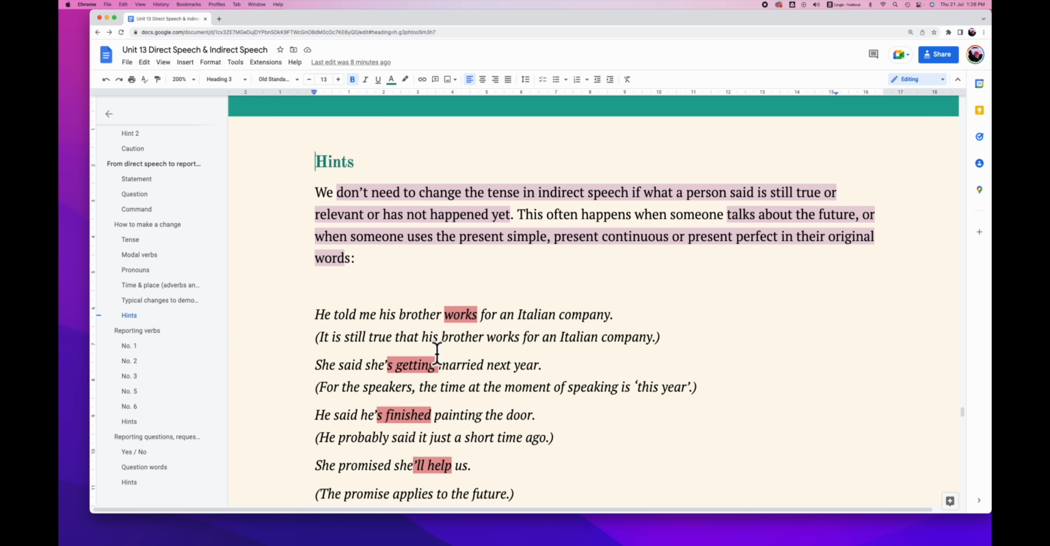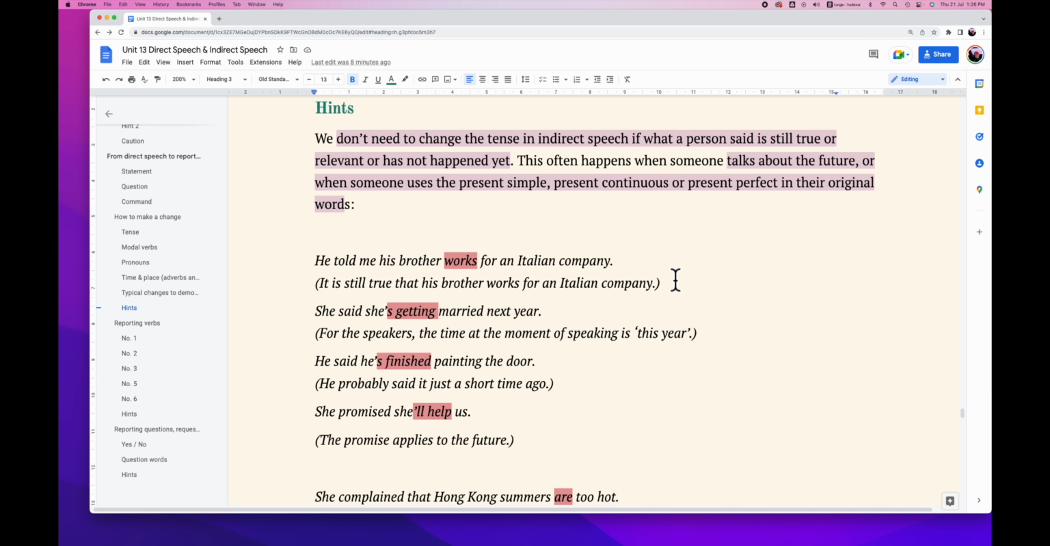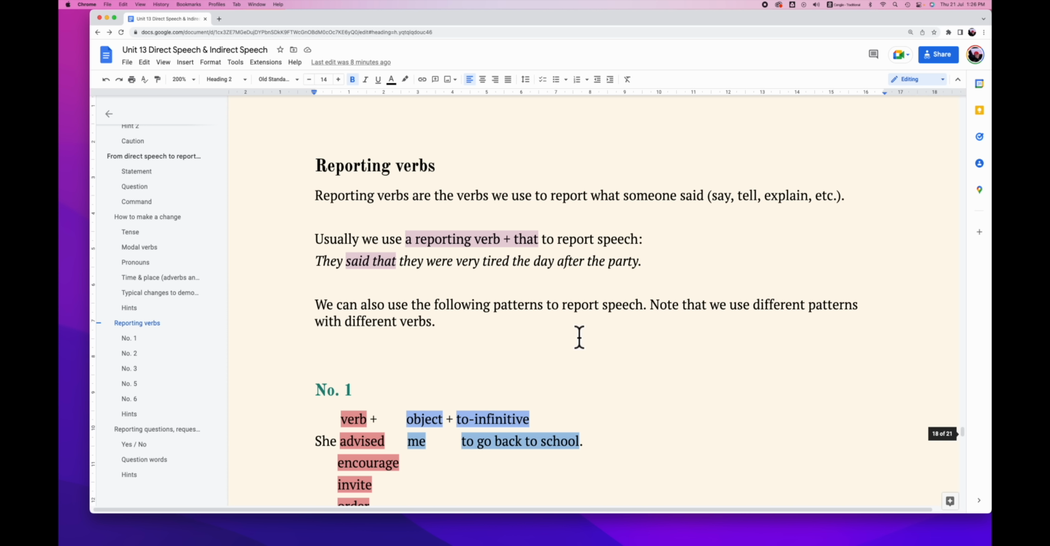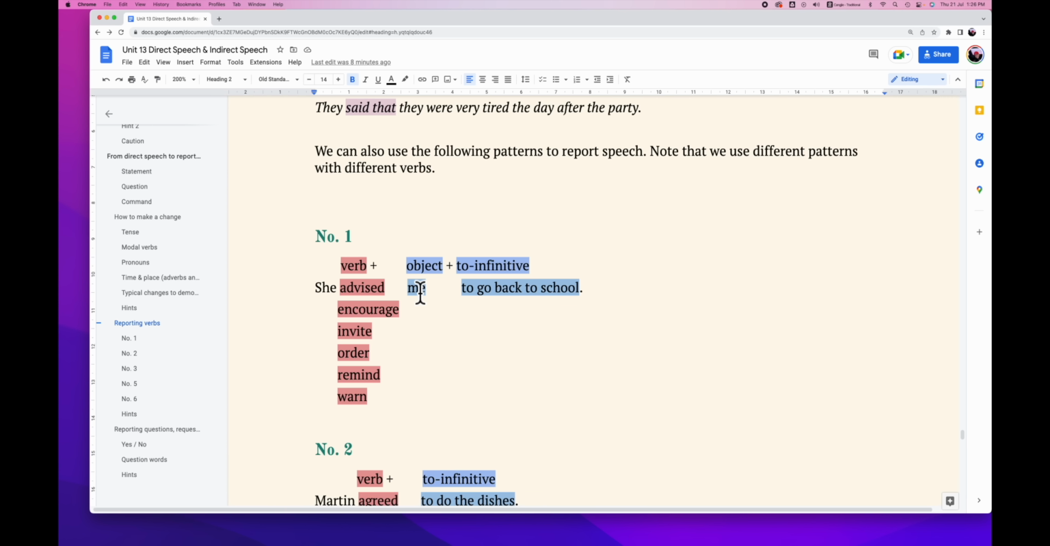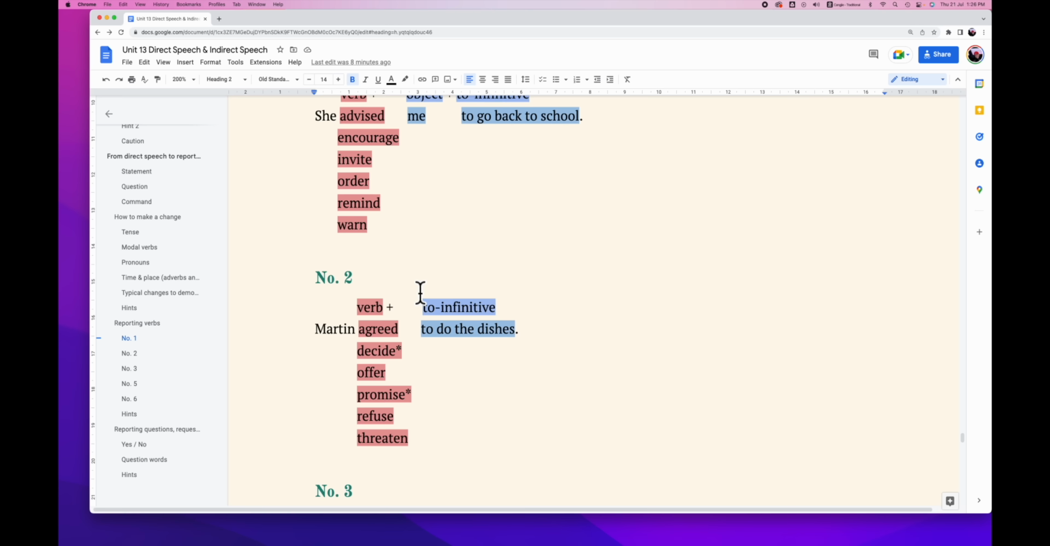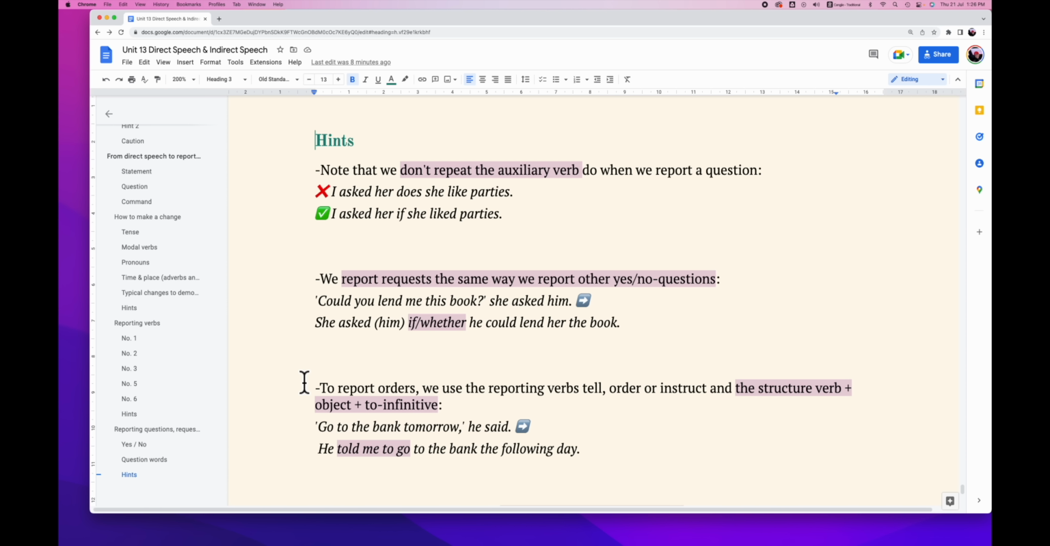Hints. When you're changing from direct speech to reported speech or indirect speech, what areas should we care about? And also, some reporting verbs when we are using them in reported speech. And also, when we are reporting questions or requests or even orders, what should we do? And there are some extra hints afterwards.